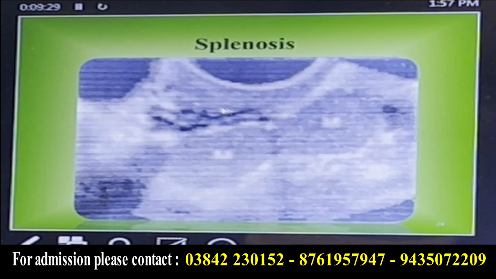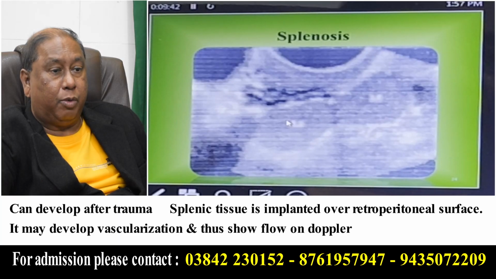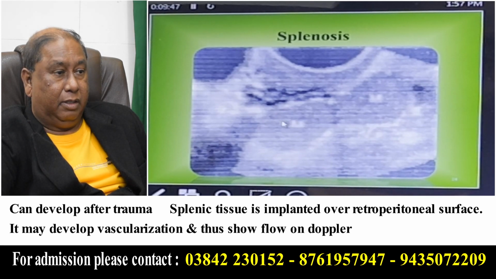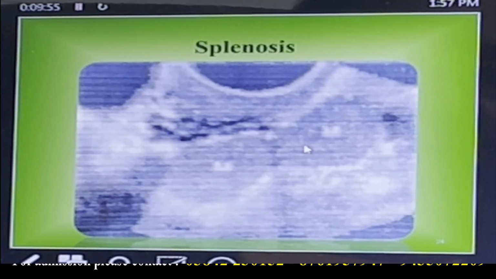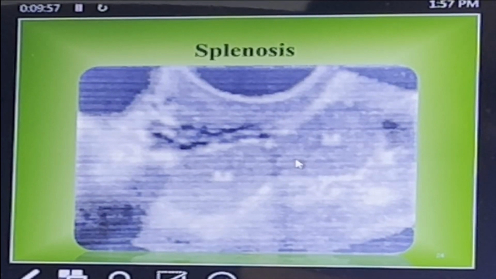What do you see in this picture? This type of thing you get after trauma. The splenic tissue is implanted over the retroperitoneal surface. The splenic tissue came onto the retroperitoneal surface, and it may develop vascularization and thus show flow on Doppler. If you put the color over, you will see flow.